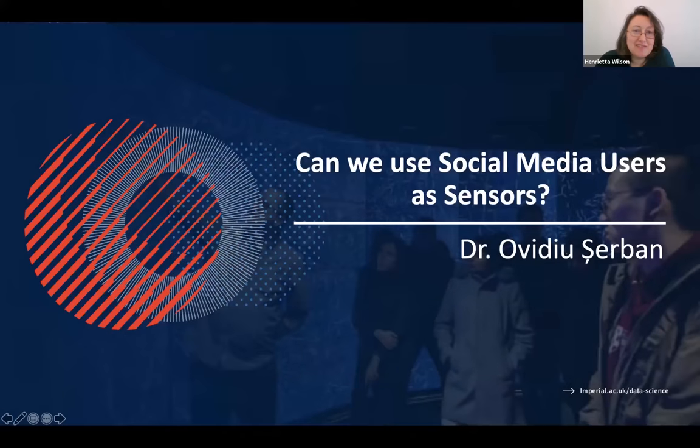Okay, so I work in machine learning and natural language processing. So this is a slightly different perspective from what you've seen and probably what you've seen in other talks. I currently work in the Data Science Institute, where we try to process large data sets. On this particular project, I'm going to talk about the potential of using social media users as sensors to detect different kinds of events, and how we can process this in real time. And hopefully by the end of the talk, I will be able to convince you that this is actually possible.